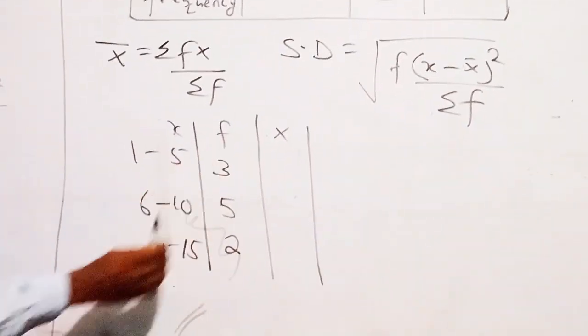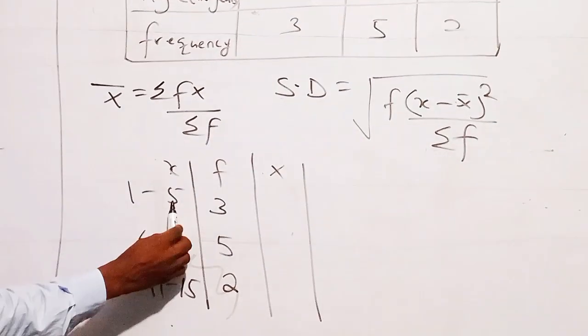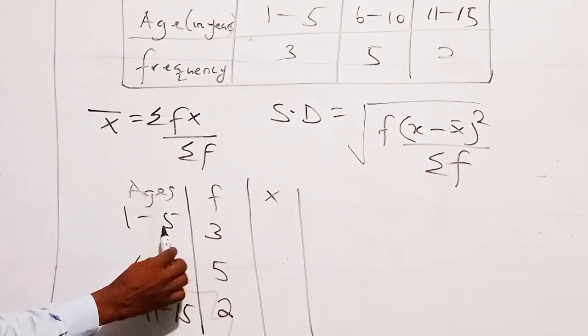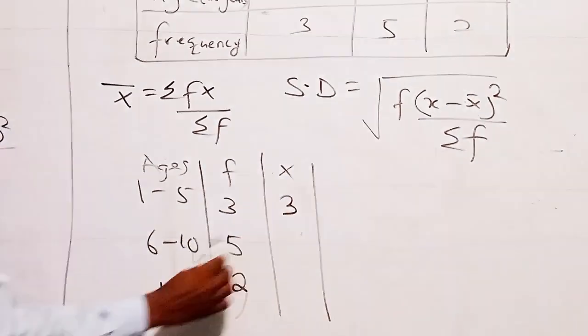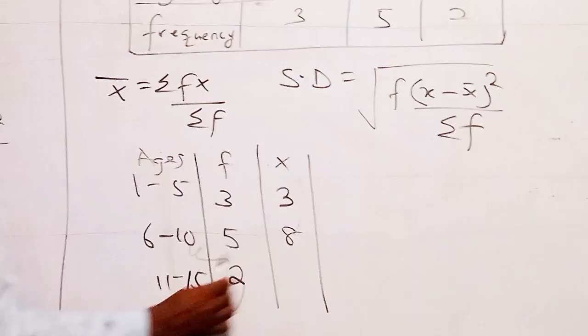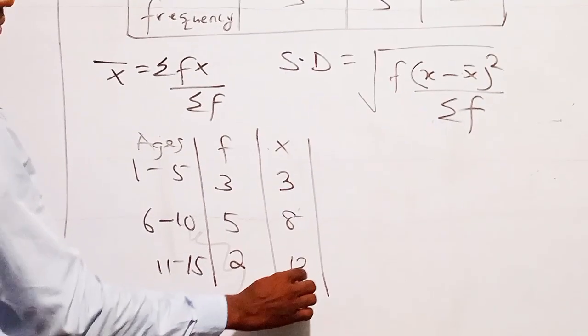To figure out what x stands for, I add these together: 1 plus 5 is 6, divided by 2 is 3. 6 plus 10 is 16, divided by 2 is 8. 11 plus 15 is 26, divided by 2 is 13.